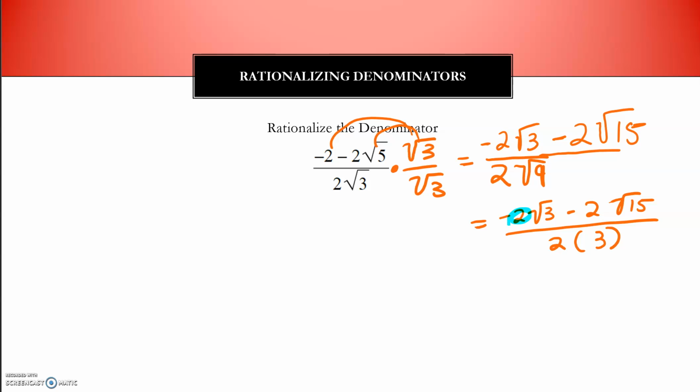What I want you to notice is each item here has a 2 with it. Okay? Both terms in the numerator have a 2, and the denominator has a 2. You are allowed to cancel out those 2's. So the numerator would become the square root of 3 negative, because the 2 goes away but not the negative sign, minus the square root of 15, everything over 3.